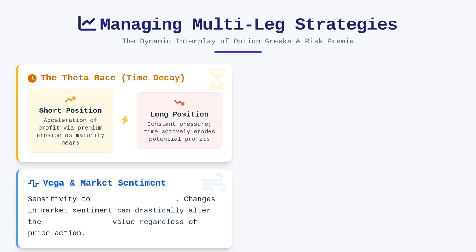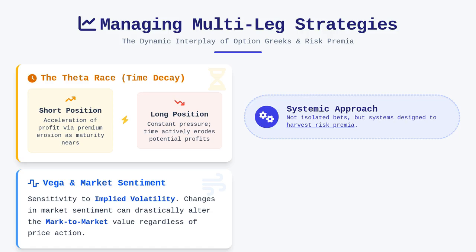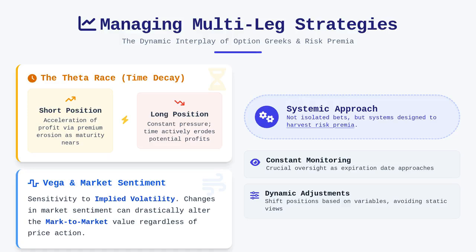Vega, the sensitivity to implied volatility, also plays a critical role here because a change in market sentiment regarding future volatility can substantially alter the current mark-to-market value of your trade. Experienced market participants analyze these combinations not just as isolated bets on price, but as systems designed to harvest specific risk premia from the market. Understanding the interplay between these variables allows you to adjust your positions as market conditions shift, rather than remaining trapped in a static view of the original setup.